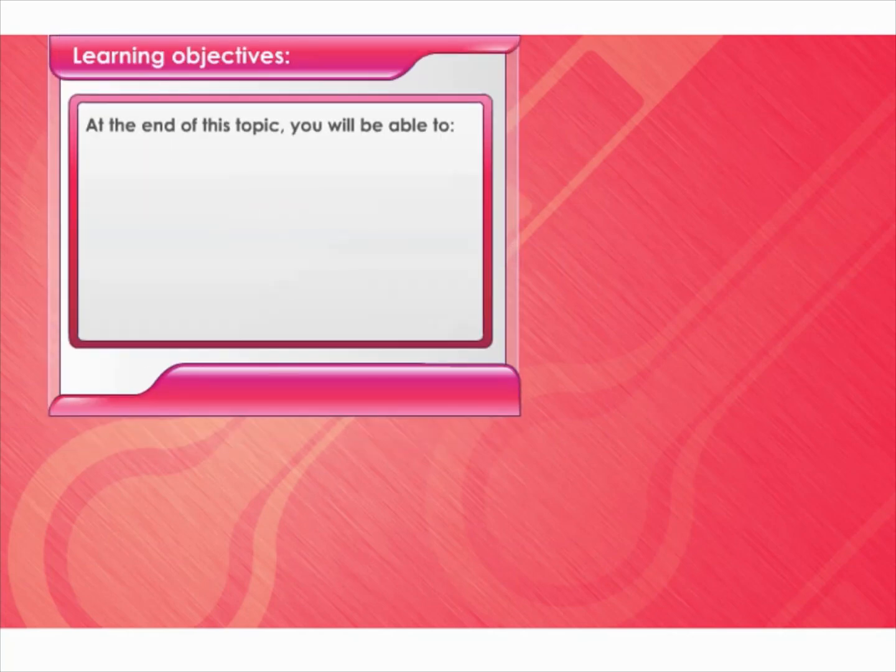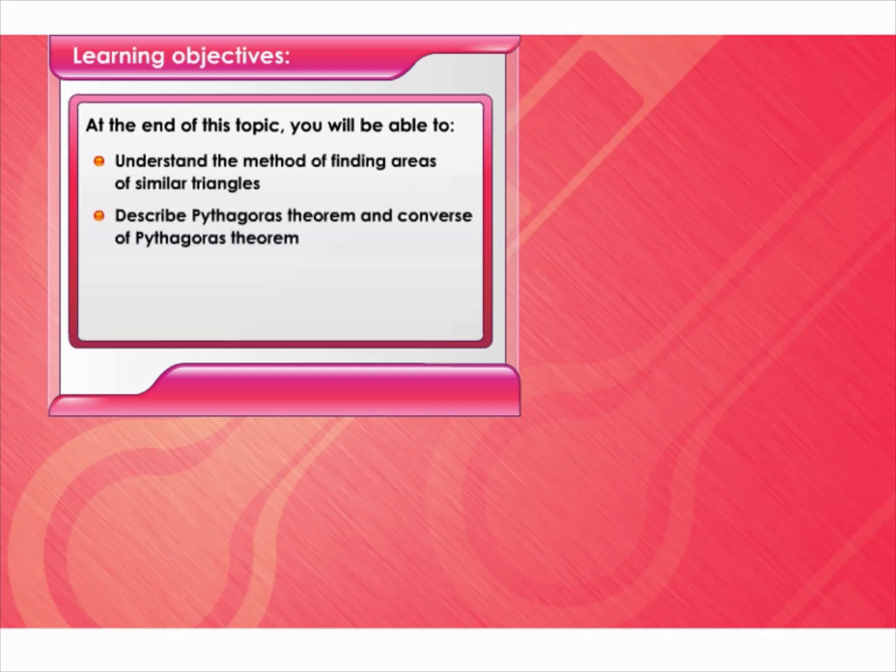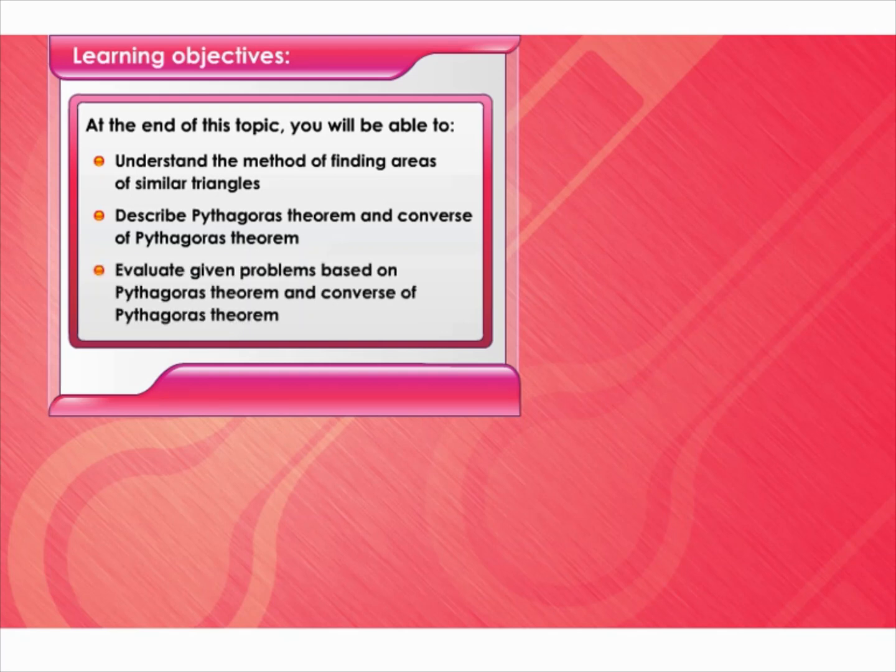Learning objectives. At the end of this topic, you will be able to understand the method of finding areas of similar triangles, describe Pythagoras Theorem and converse of Pythagoras Theorem, evaluate given problems based on Pythagoras Theorem and converse of Pythagoras Theorem.